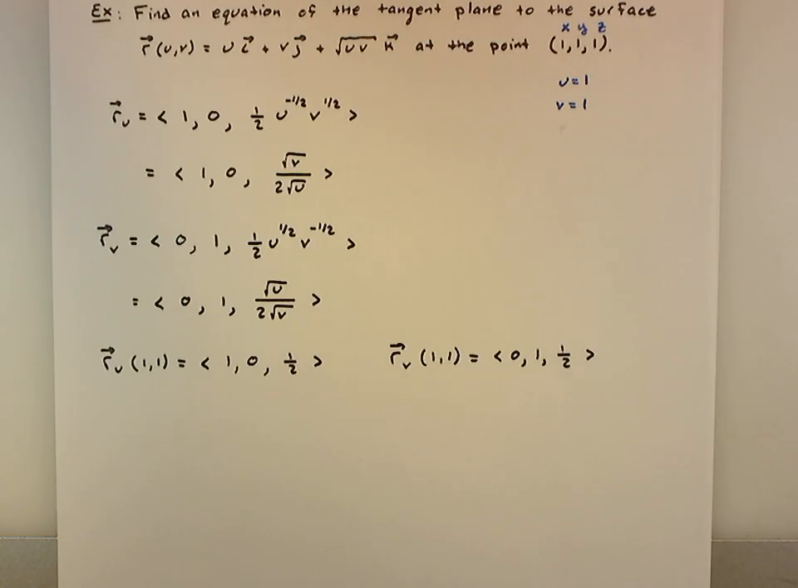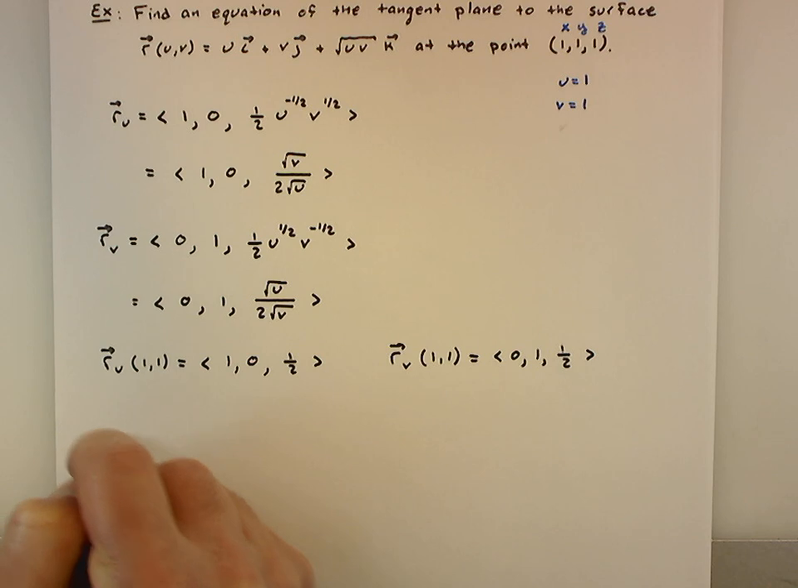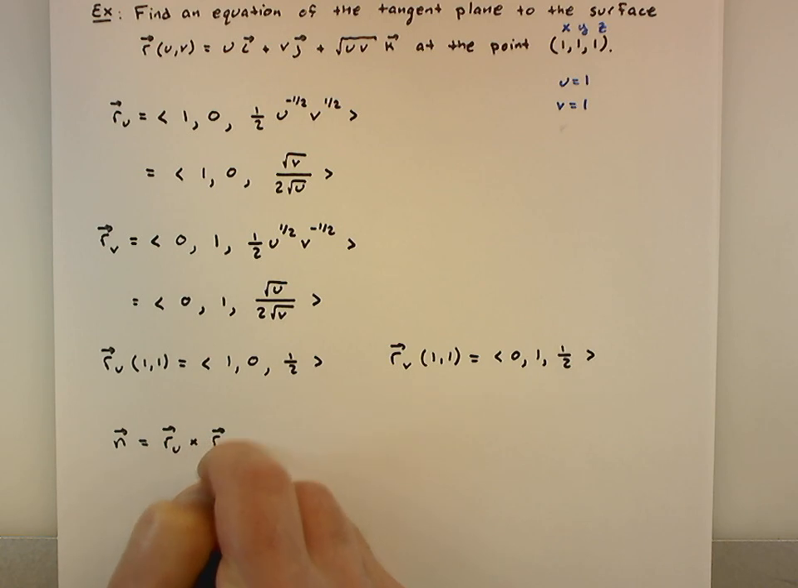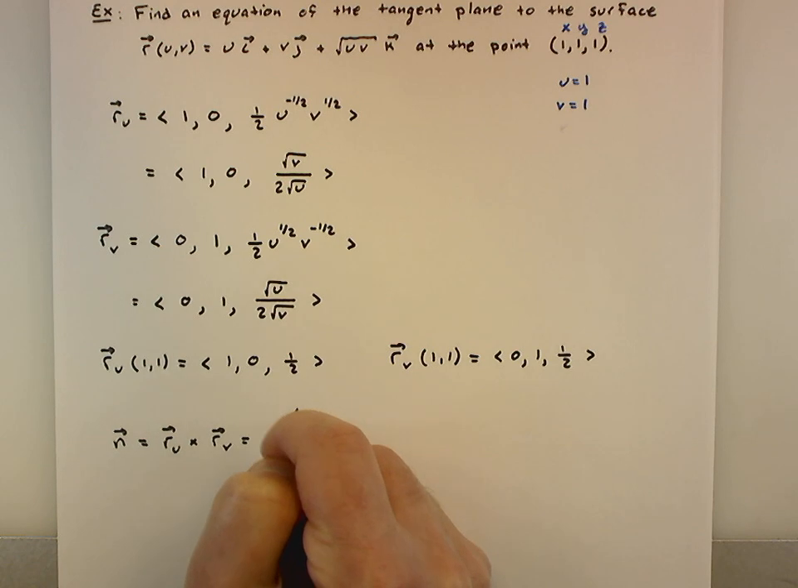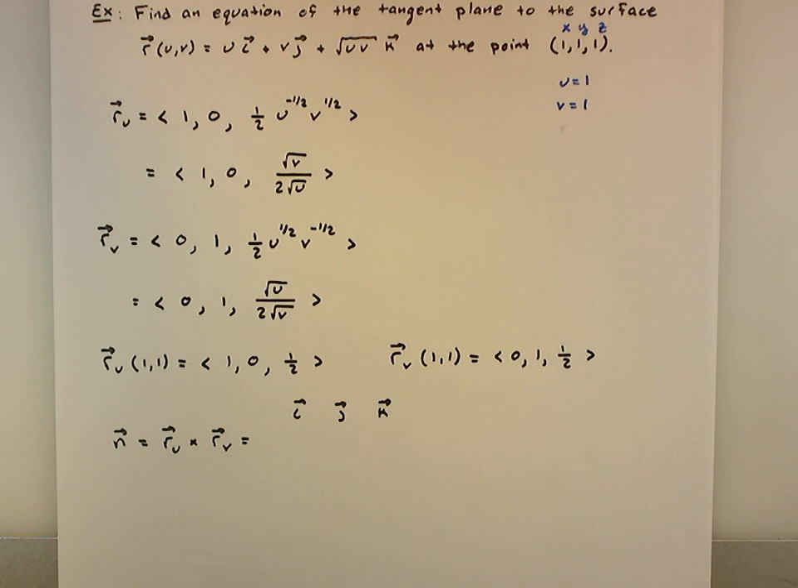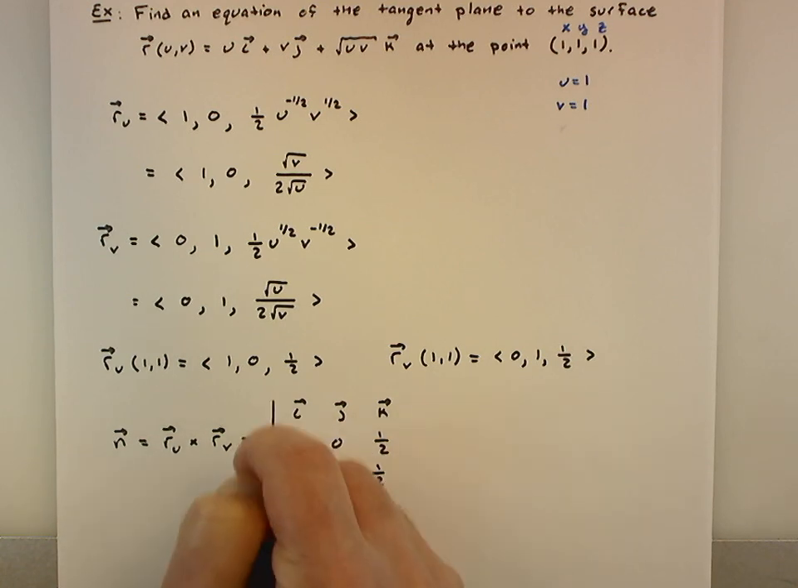Now, to find n, I'll take the cross product of r_u crossed with r_v, which is i, j, k; 1, 0, 1/2; crossed with 0, 1, 1/2.